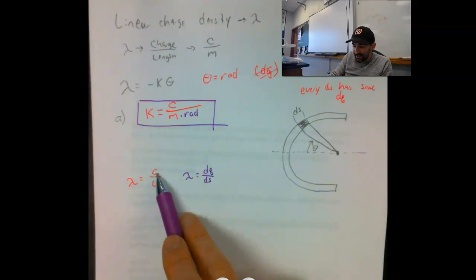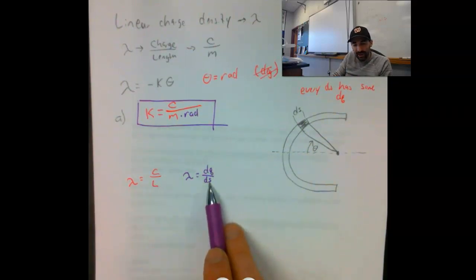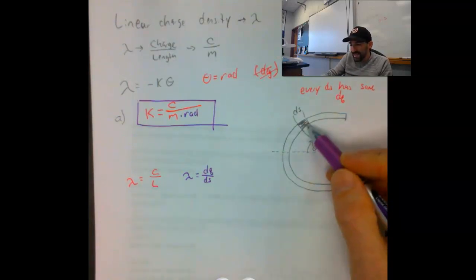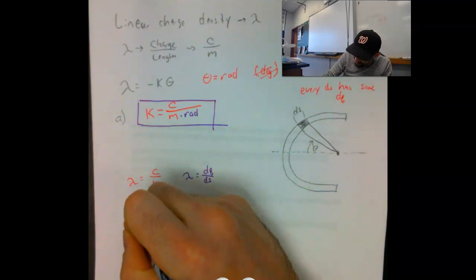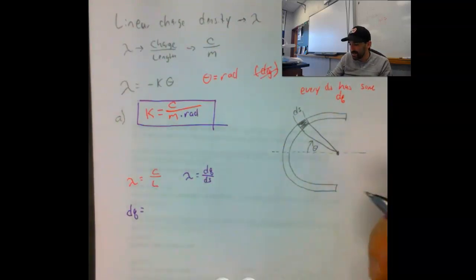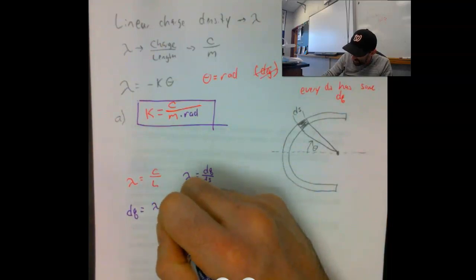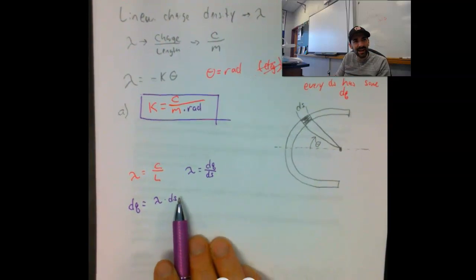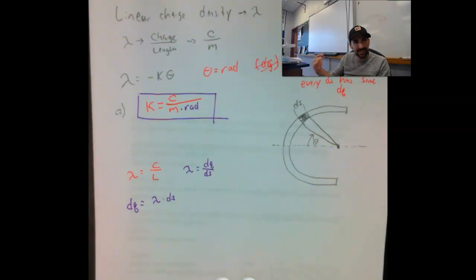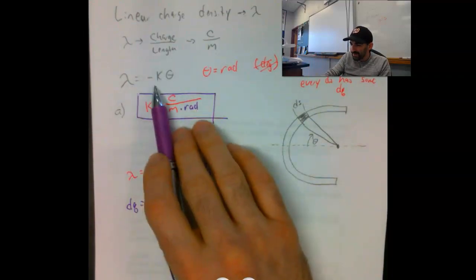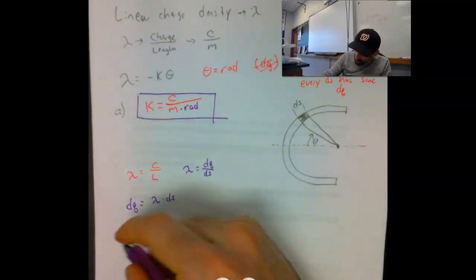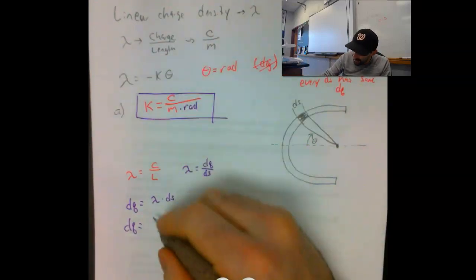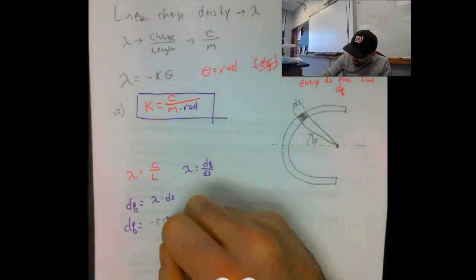So this is a small charge per unit small length, and then I can start to rearrange things. I can say, all right, well, what exactly is that charge? I know that charge dq is going to be equal to lambda times ds. Well, what are the things that I know about these already? I know I was given lambda, so I know lambda, by definition, is equal to negative k theta.